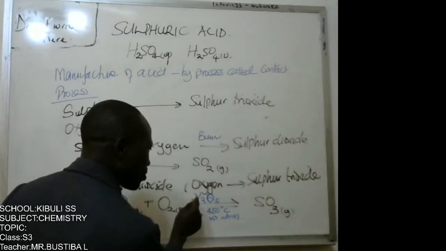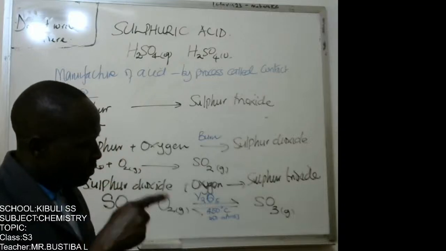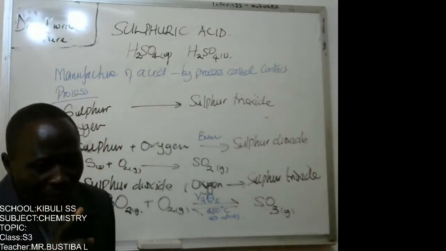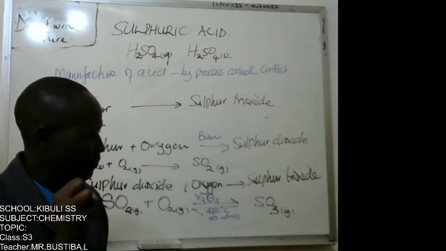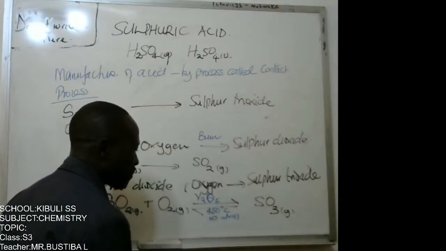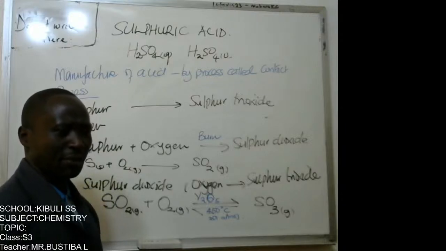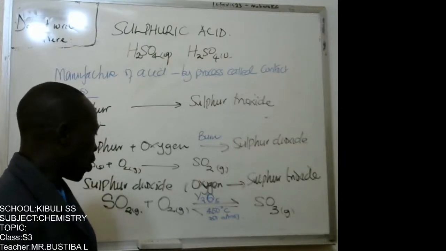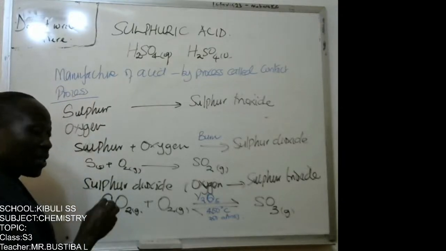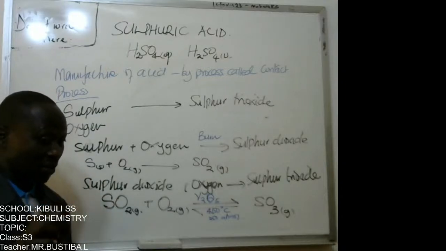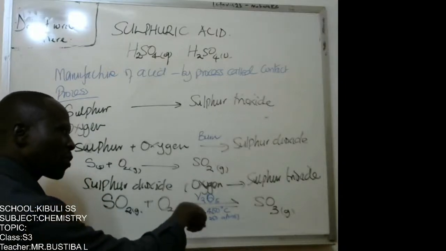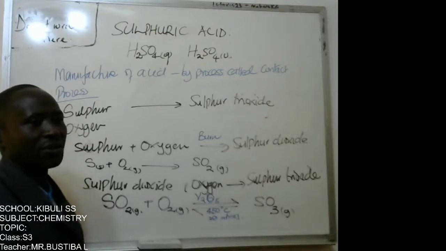Conditions. Without this catalyst, the reaction can take place but very slowly. The amount will be small. This temperature is what we call an optimum temperature, the best temperature for the reaction to take place at that pressure. We shall discuss this reaction in the future when we look at what we call reversible reactions. How do we arrive at these conditions?